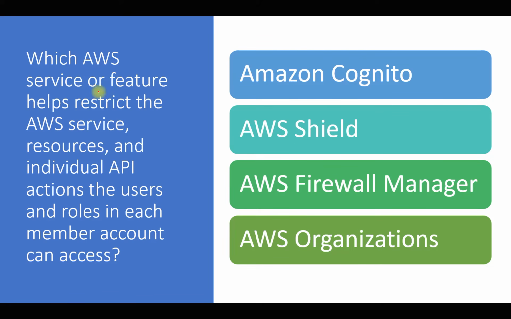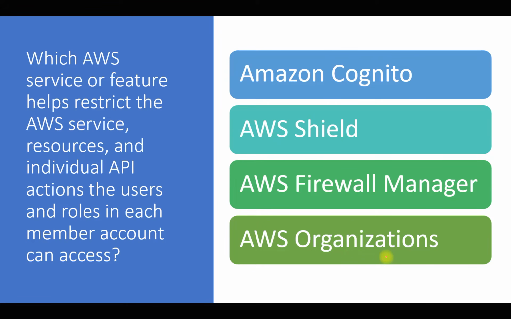In this question, they are asking which AWS service or feature helps restrict the AWS service resources and individual API access that the users and roles in each member account can access. The options we have are Amazon Cognito, AWS Shield, AWS Firewall Manager, and AWS Organizations. So let's understand them one by one.